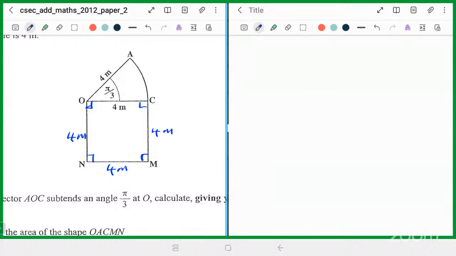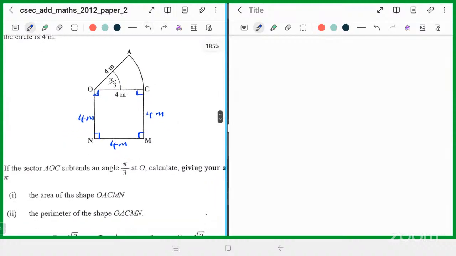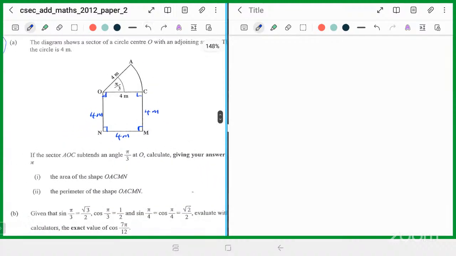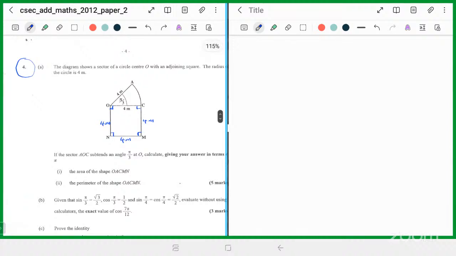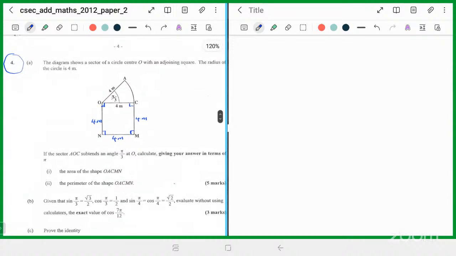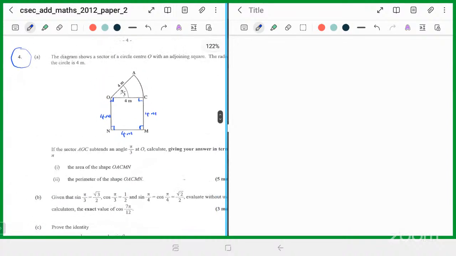If this is 4, the distance from the center to the circumference of that arc is also 4. The radius of the circle there is also 4. The radius of the sector is 4. It says the angle there is pi by 3. That's on the diagram. Pi by 3, remember, 60 degrees. It says calculate, give the answer in terms of pi, which means that pi must be in the answer. The area of the shape.